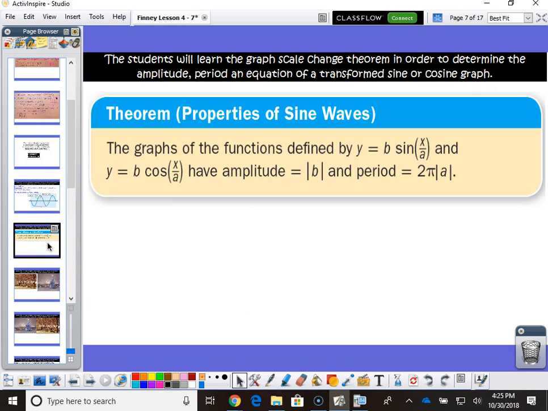What we're going to look at here, the graphs of functions defined by y equals b sine x divided by a and y equals b cosine x divided by a, have an amplitude, which is the absolute value of b, and a period, which is 2 pi times the absolute value of a. So when we look at whatever this a is, the reciprocal of it is what we're multiplying by. So if 3 is in the denominator, we're going to multiply by 3. So if this were like 1/3 x, we'd have 3 here. Okay?